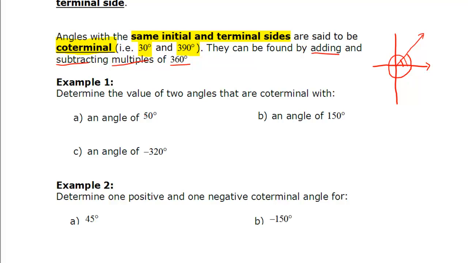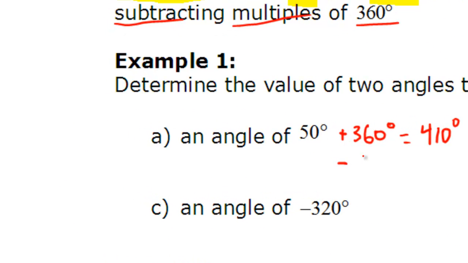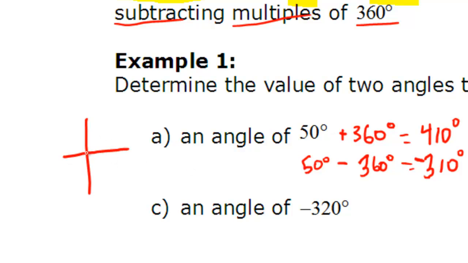So in example 1 and 2, we're going to find some coterminal angles. So determine the value of two angles that are coterminal with this. So we can add 360 and find that that gives us 410. Or we can subtract 360, and that would give us negative 310. So that's 50 minus. And those two angles then are both coterminal with 50. So we'll sketch this one just so you see it. We won't sketch the rest. Here's 50.